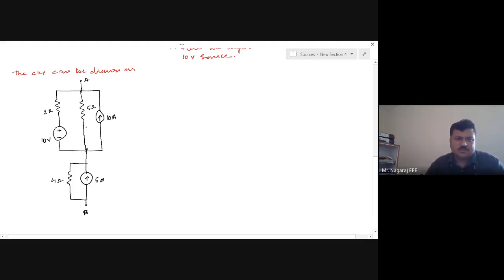Okay. So likewise, now if I convert this 10 ampere 5 ohm into a voltage source, then it is of no use for me. Again, I have to convert that into a current source, 10 volt 2 ohm into a current source, then take the equivalent and get the voltage source. And here I can conveniently convert it into a voltage source.